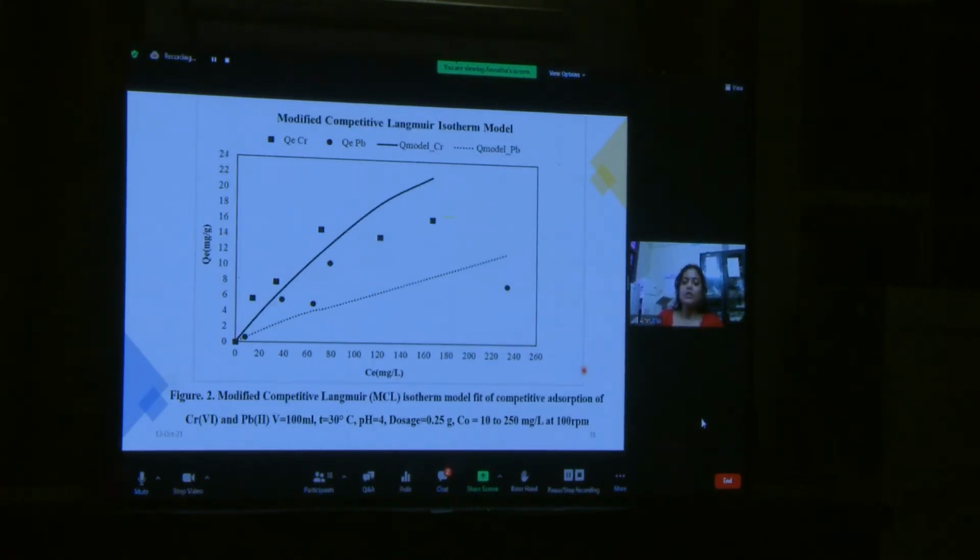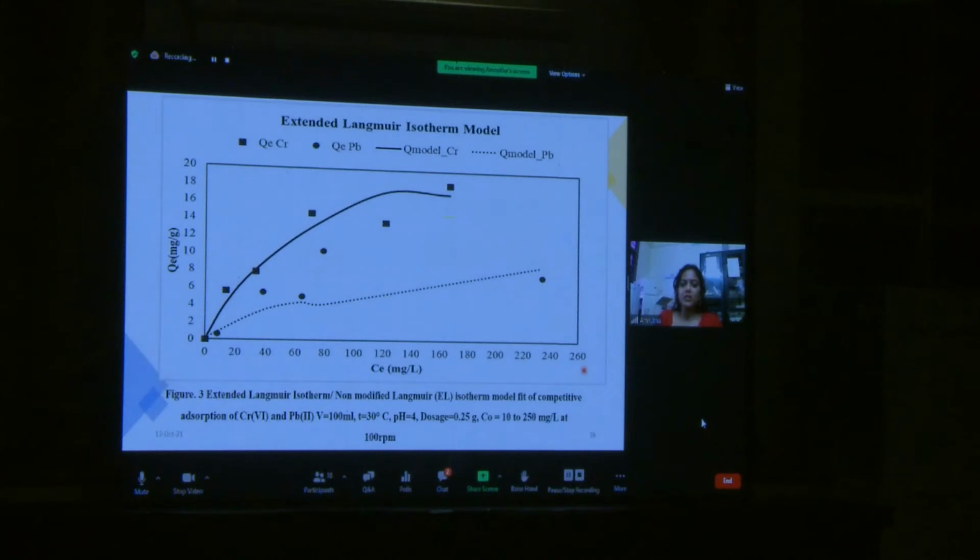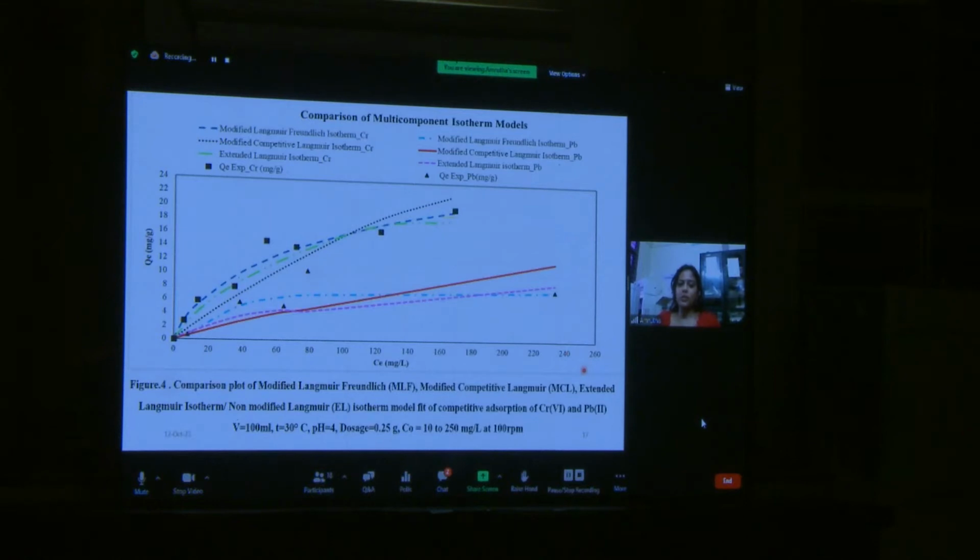This model is the modified competitive Langmuir isotherm model, and this is the extended Langmuir isotherm model. These are the modelings. Here, I have compared all the models for multi-component adsorption, some for chromium and some for lead. Here we can notice the modified Langmuir isotherm model for chromium and also for lead.